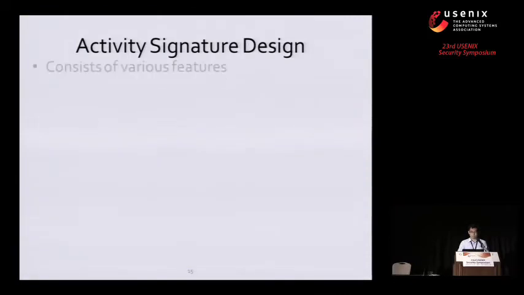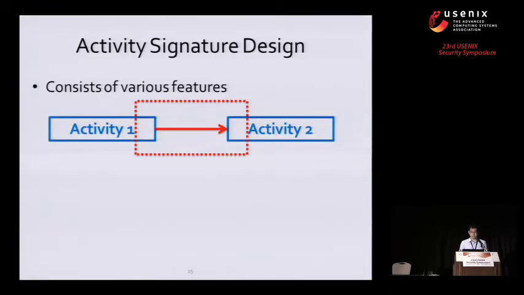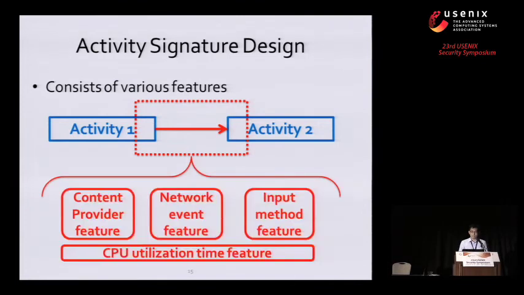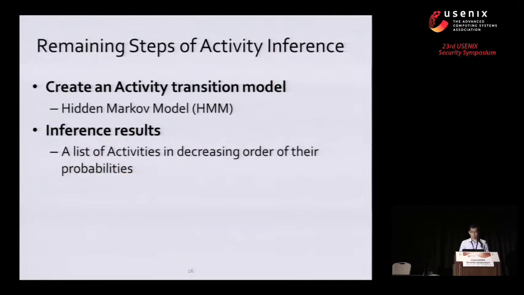For the signature design, we use various features collected during the transition process. And in our design, we have 4 features: the content provider activity, which is the database for Android, and network activity, input method, and CPU utilization time features. So all of this can be obtained freely in the system. For the remaining steps, we create an activity transition model using a hidden Markov model. And also, the inference results are generated in the form of a list of activities in decreasing order of their probabilities.